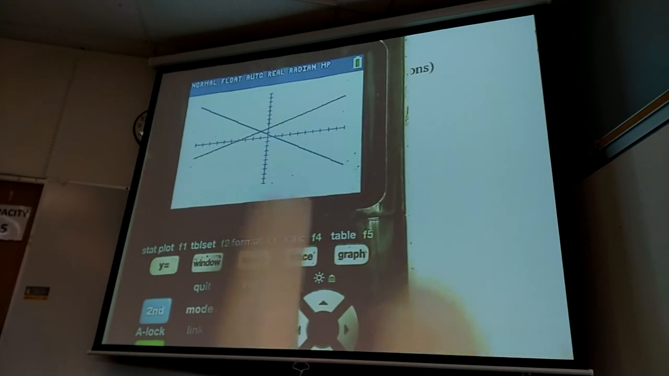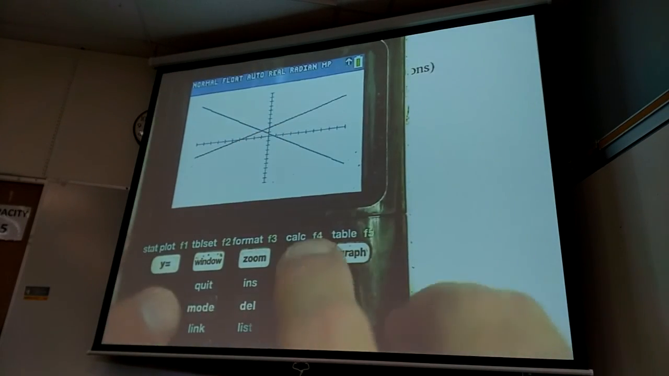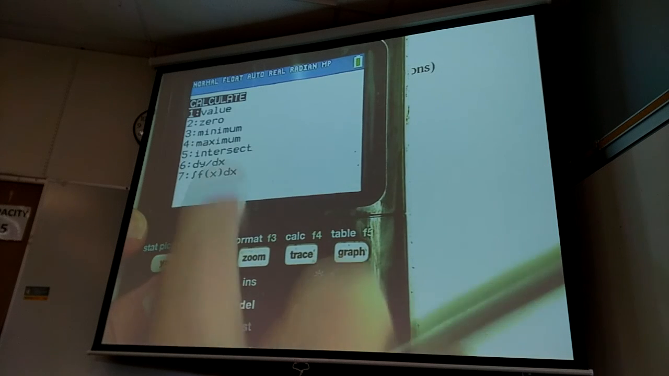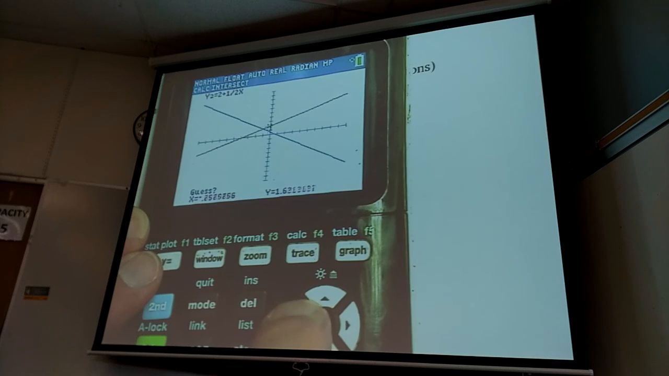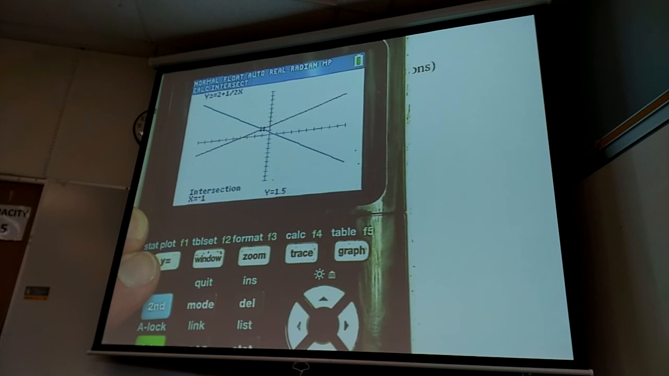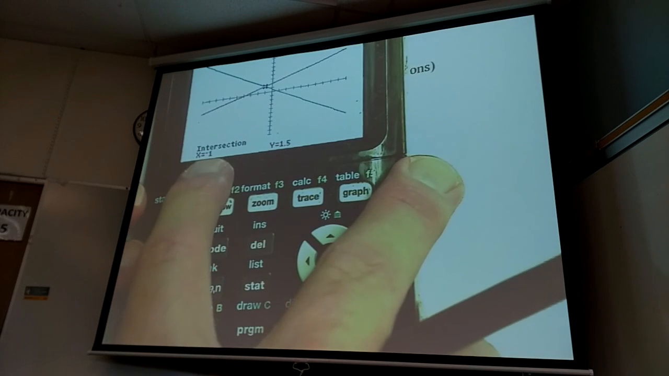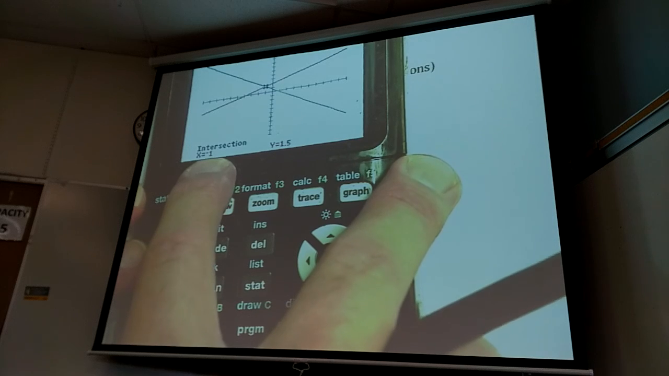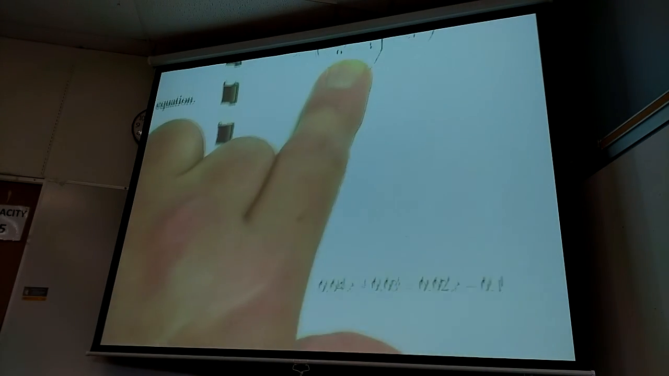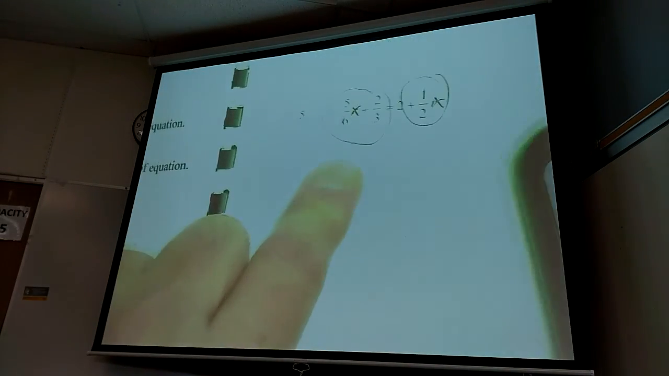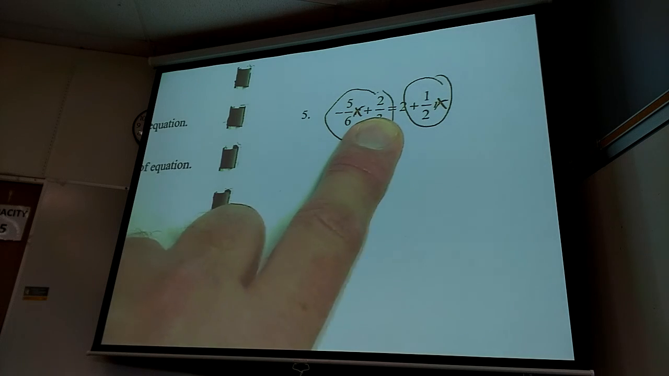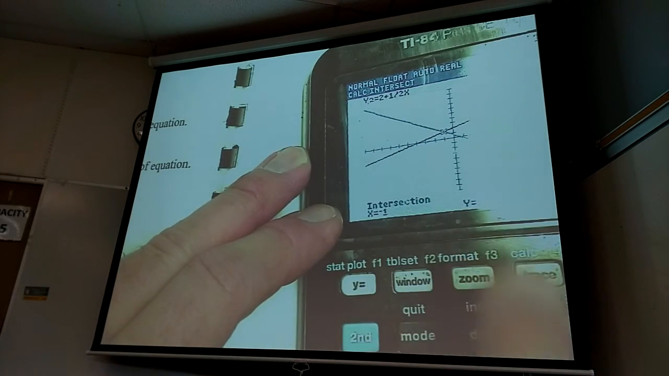There we go. I can see there's the answer, and then if I go second calc, intersect one equation, the other equation, and then my guess, and they tell me the answer is -1. In this case, I don't care about y. Why? Remember, replace the r with x. The only letter that shows up in the equation is x. I don't care about the y. So the answer for this would be -1.